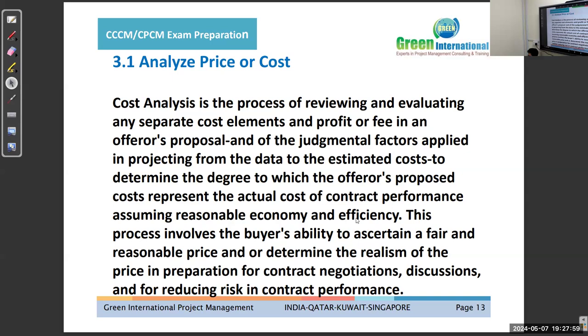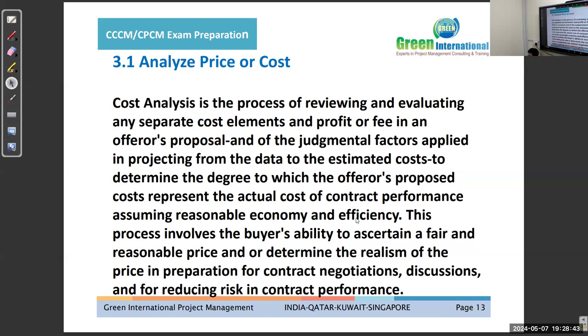Cost analysis is the process of reviewing and evaluating any separate cost elements and profits or fee in an offerer's proposal, and of the judgmental factors applied in projecting from the data to the estimated cost, to determine the degree to which the offerer's proposed cost represents the actual cost of contract performance, assuming reasonable economy and efficiency. This process involves the buyer's ability to ascertain a fair and reasonable price and or determine the realism of the price in preparation for contract negotiations and discussions, and reducing risk in contract performance.